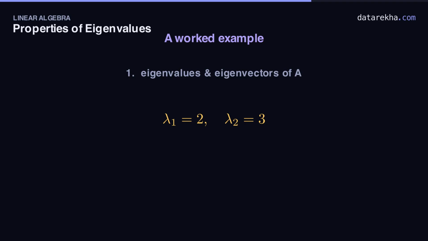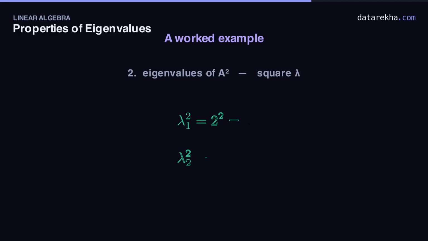No polynomial needed. Solving A minus 2I and A minus 3I gives the eigenvectors (1, 0) for lambda 2 and (1, 1) for lambda 3. These same two vectors will carry through every transform that follows.